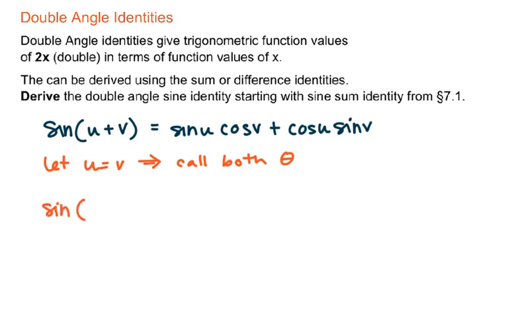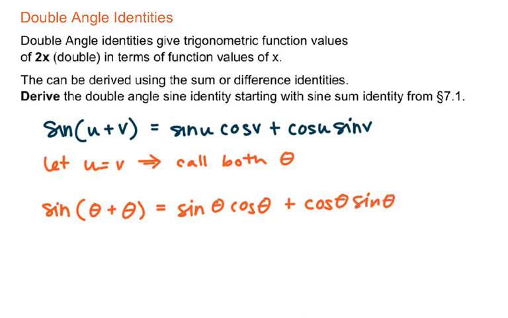This gives me sine of theta plus theta, because u and v are both theta. So sine theta cosine theta plus cosine theta sine theta. We haven't changed the identity, we've just changed the way it looks. Now I have sine times cosine plus cosine times sine. That's really the same thing.